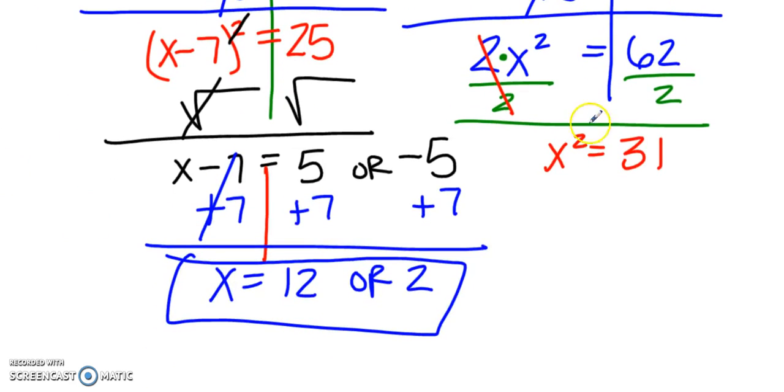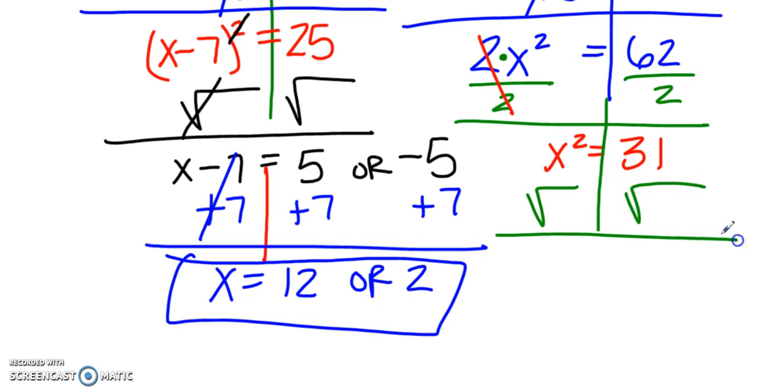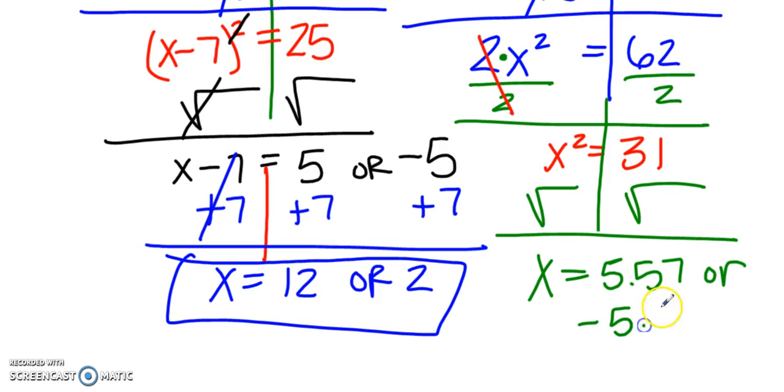So our last step again is to get rid of that squared by applying the square root. Now this one's nice because there's nothing extra, it's just the x. So we're going to get our final result right away. So I'm going to do square root of 31 on my calculator, and it comes out to about 5.56 or 5.57. So we'd have positive 5.57 or negative 5.57.